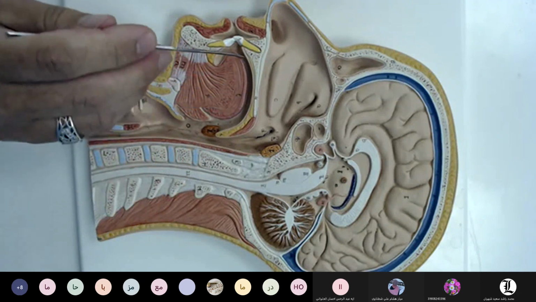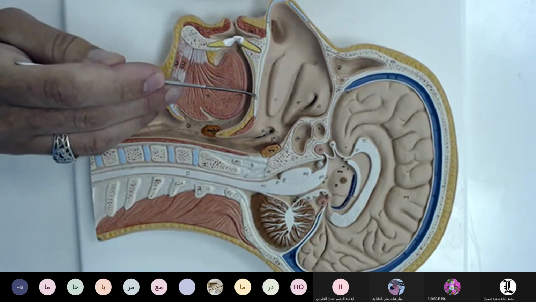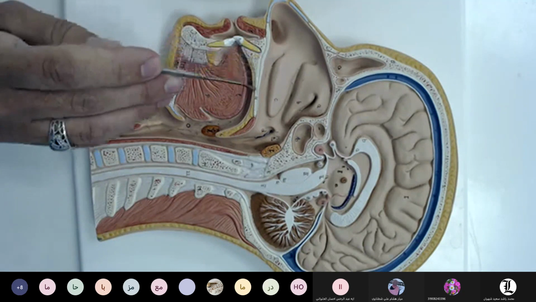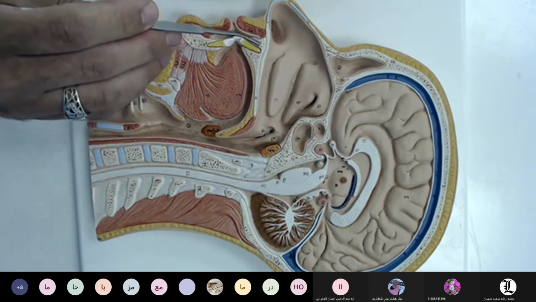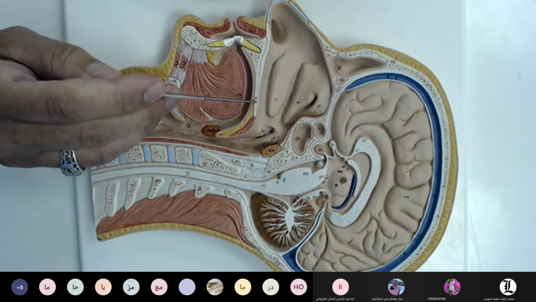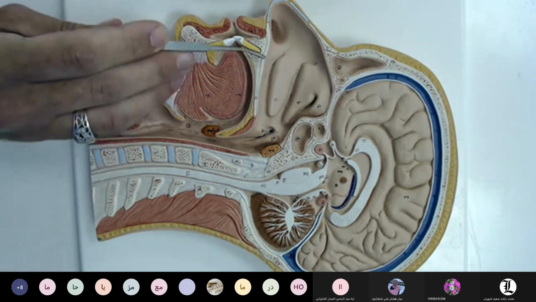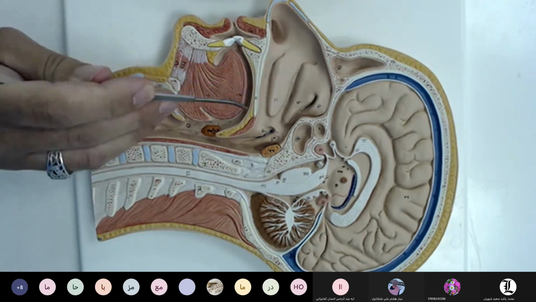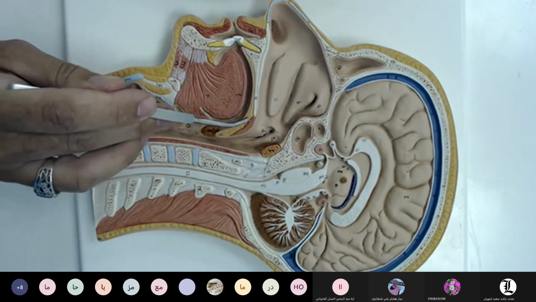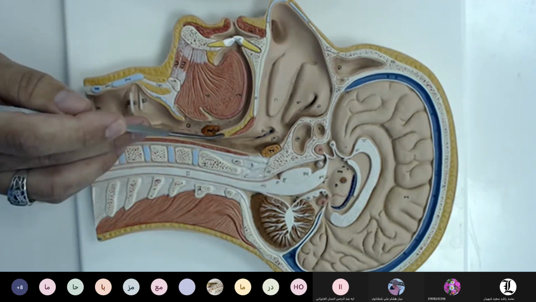And guys, you know that the oral cavity proper has a roof, in which the roof here is the hard palate and soft palate. Look at the hard palate. It's formed from maxillary bone and palatine bone. This is the palatine process of maxilla, and this is the horizontal plate of palatine bone. Attached to the hard palate is the soft palate, and here is the musculus uvulae, the muscle of the uvula. So this is the uvula, guys.